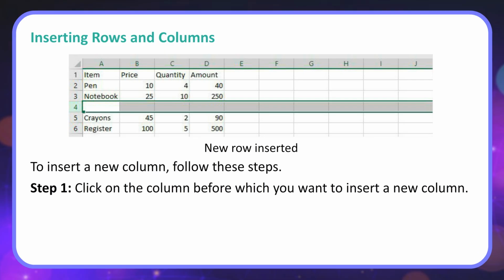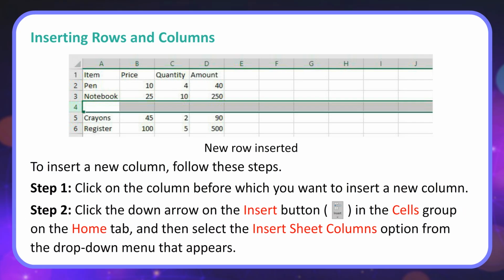To insert a new column, follow these steps. Step 1. Click on the column before which you want to insert a new column. Step 2. Click the down arrow on the Insert button in the Cells group on the Home tab, and then select the Insert Sheet Columns option from the drop-down menu that appears.